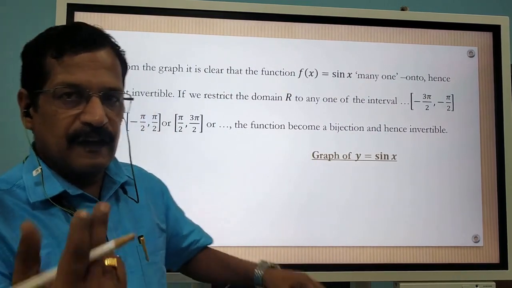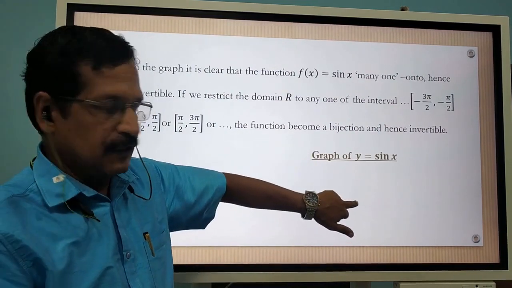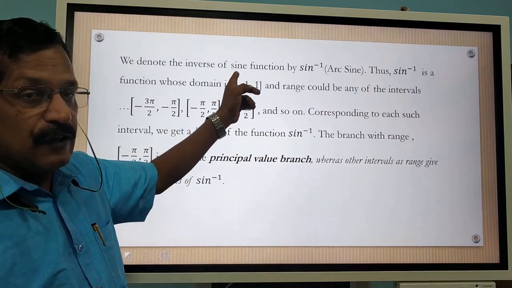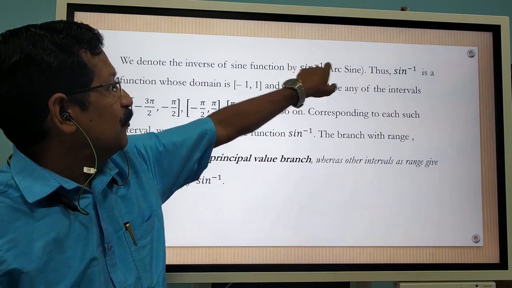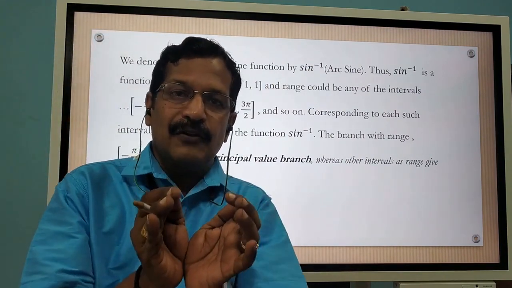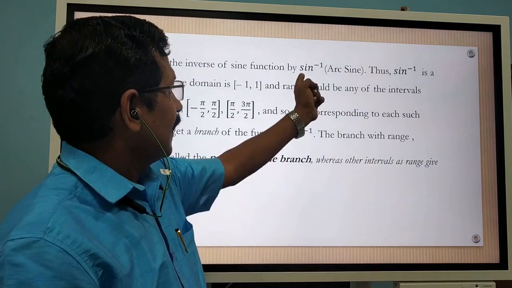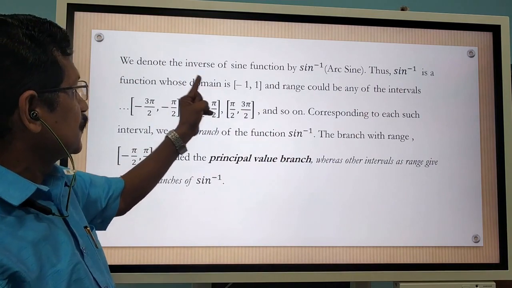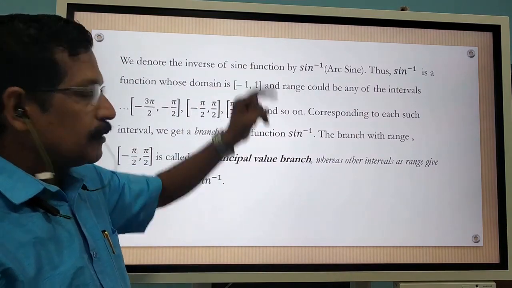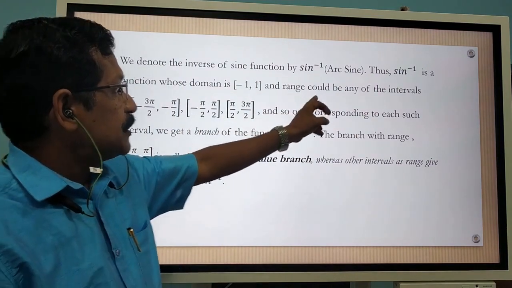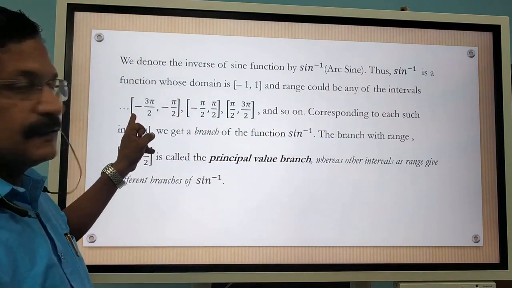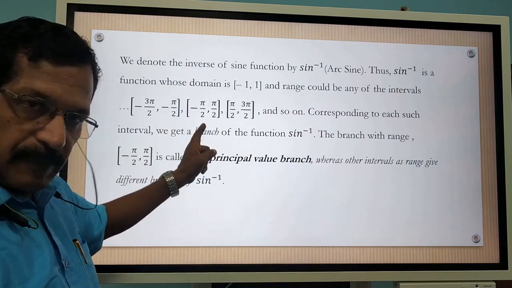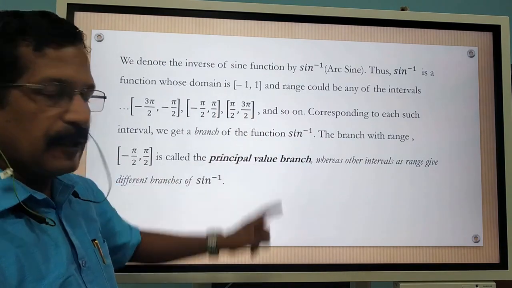Now, it is not necessary to see the graph of the sine function once again. We denote the inverse of sine by sine inverse, and another word for sine inverse is arc sine. Thus, sine inverse is a function whose domain is [-1, 1], and the range could be any of the sub-intervals [-3π/2, -π/2], or [-π/2, π/2], or [π/2, 3π/2], and so on.